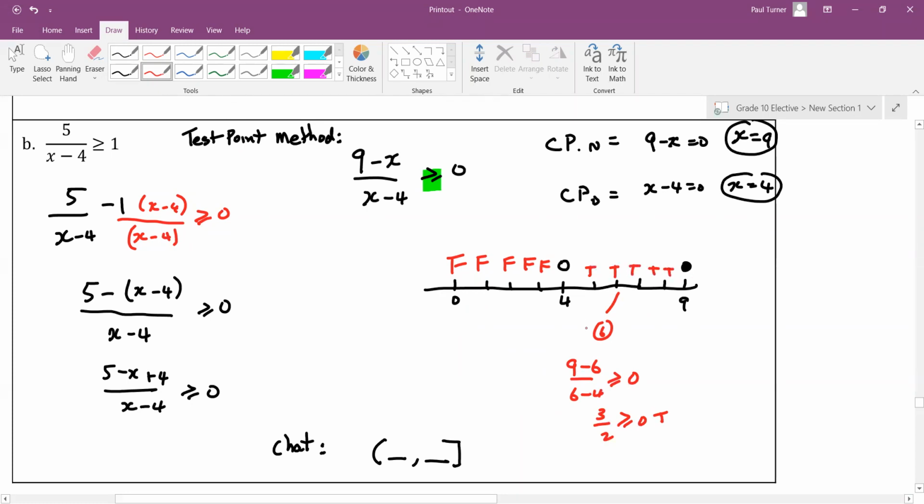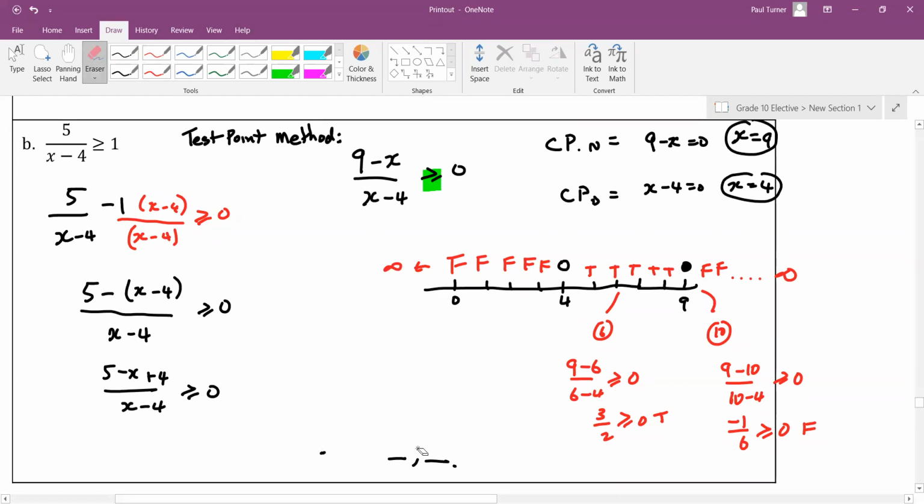the correct critical point. And we can try here 10. So let's see if 10 is true. So 9 minus 10, 10 minus 4. Is that greater than or equal to 0? Minus 1 on 6, no. That's less than 0. So this is false here. And so on till infinity. And the same in that direction, that will always be false.